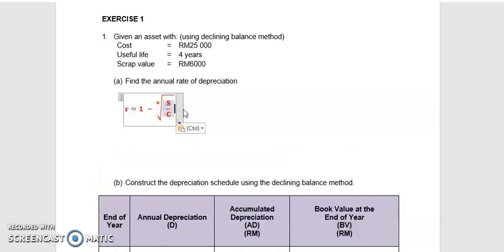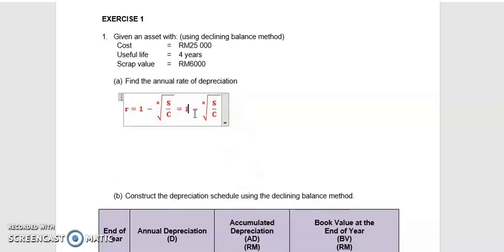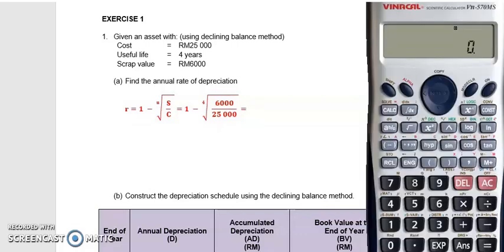Okay, how to substitute values in this formula? So 1 minus the n-th root, where n is 4 years, scrap value 6,000, and cost is 25,000. Okay, this one equals to. Normally students have a problem on how to press the calculator correctly. Now I'm going to show you using this calculator.